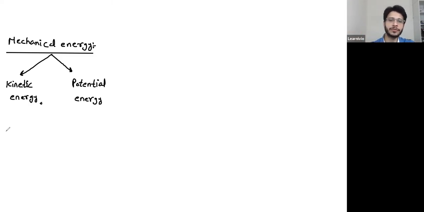A body can have many types of energies like heat energy, sound energy, light energy. But in mechanics, we don't study heat, light, or sound energy. We just study two types of energies, kinetic or potential. And kinetic and potential energies altogether are known as mechanical energy. So let's start with kinetic energy.